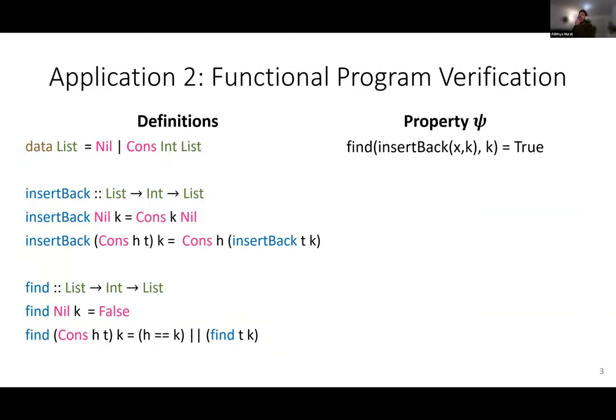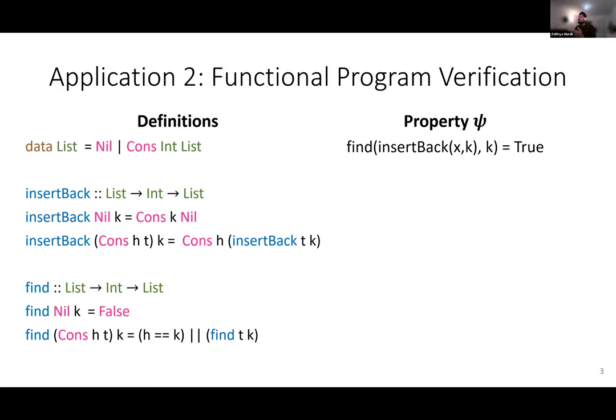The second domain we're going to look at is functional program verification. Here you'll notice that it's kind of similar. We have a set of recursively defined definitions. Here you have this algebraic data type of list over integers. There's a function insert back that inserts a number at the back of a given list. So it climbs all the way until the end and puts the number to be inserted over there. And then there's a recursively defined function find that goes through each element and checks if you found the element to be found anywhere through the list.